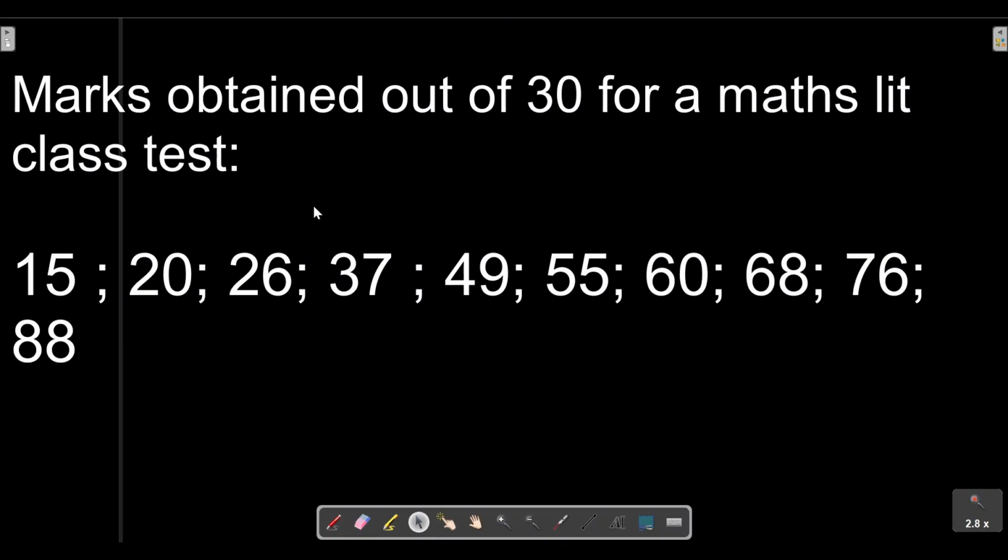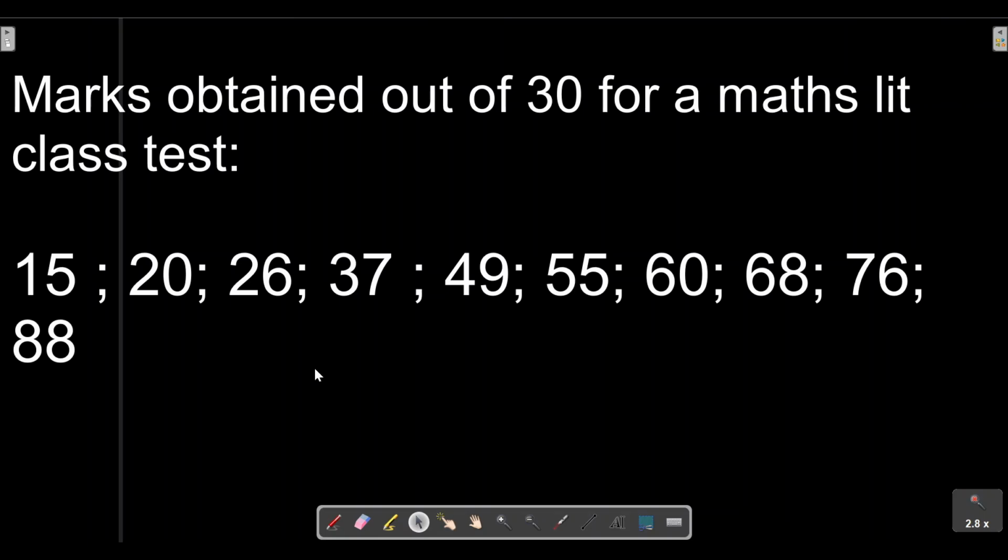Okay, so if I said to you, let's draw a box and whisker diagram that represents the 5-number summary for this set of data, what would we do? The first thing we'd have to do is look at the data that is given to us and make sure that it is in ascending order, from the lowest value to the highest value.